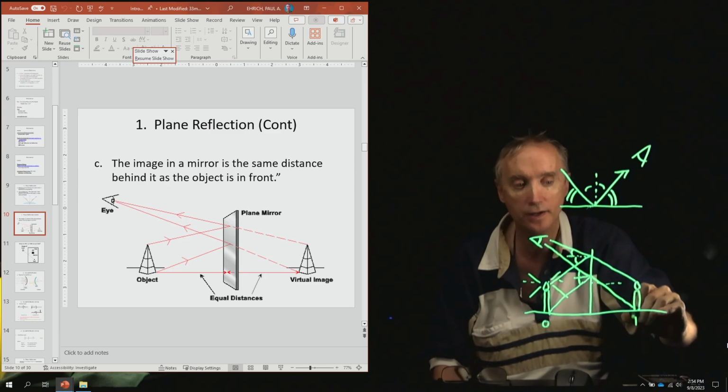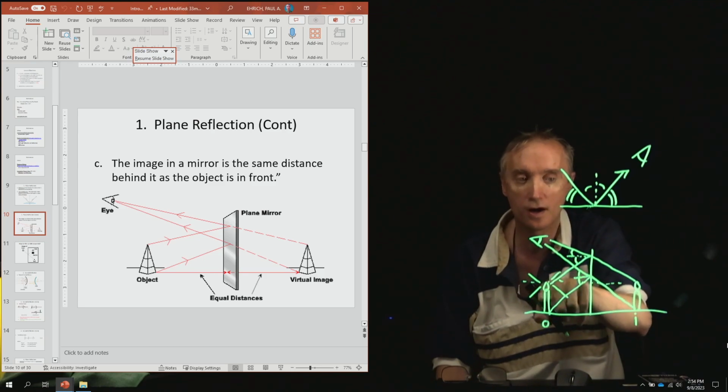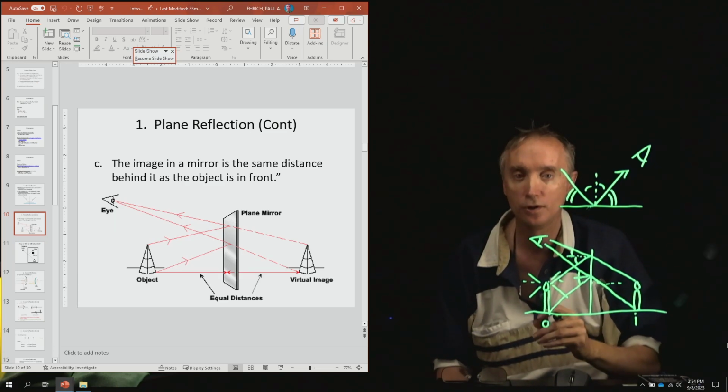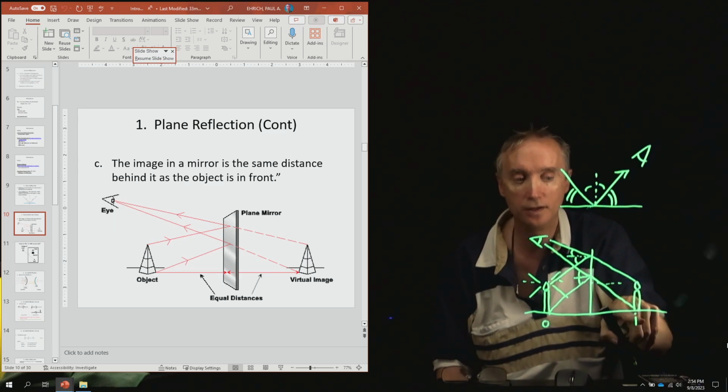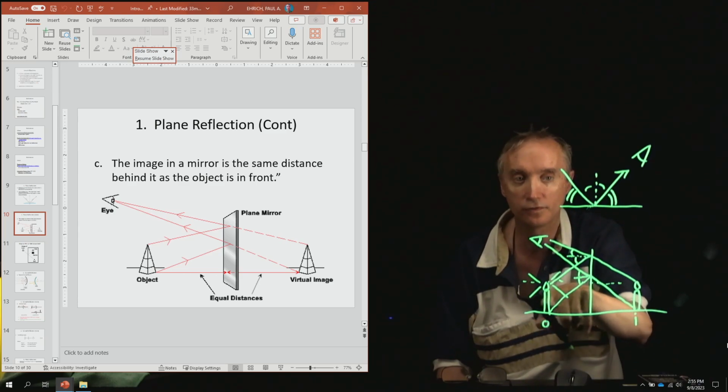This is going to be I for image, and this is O for the original object. By using the law of reflection, we have shown that an image is the same distance behind a mirror as the object is in front of the mirror.